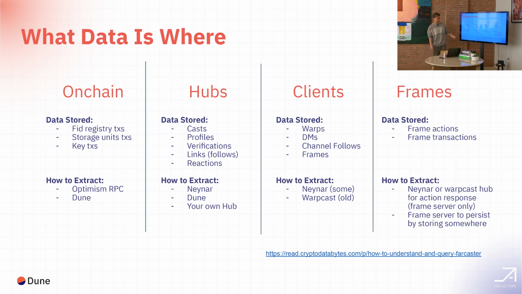So if you wanted the FID registry transactions, storage unit transactions, key transactions, you just extract that the way you would normally extract on-chain data, which is through RPCs or with Dune. If you want this hub data, then you have Nanar or you have Dune that ingests from Nanar, or you can run your own hub. If you want stuff like warps, DMs, channel follows, frames, a lot of it's not really exposed.